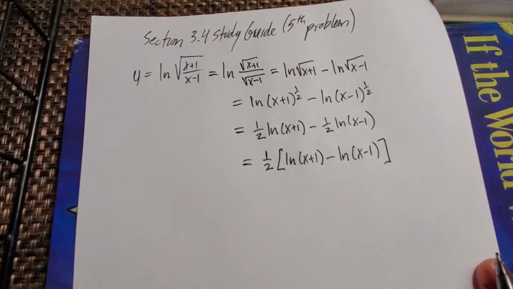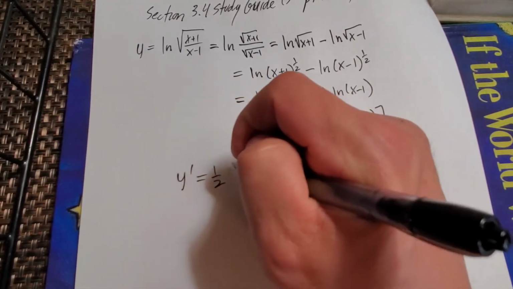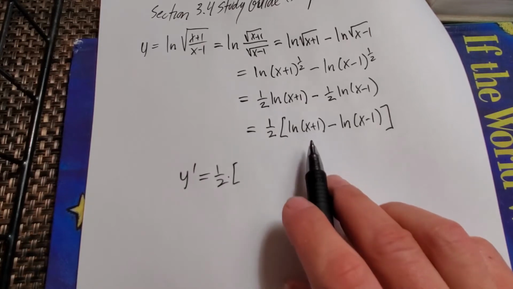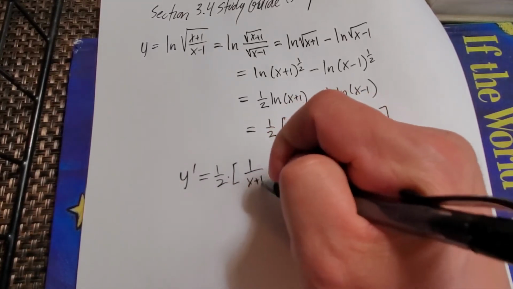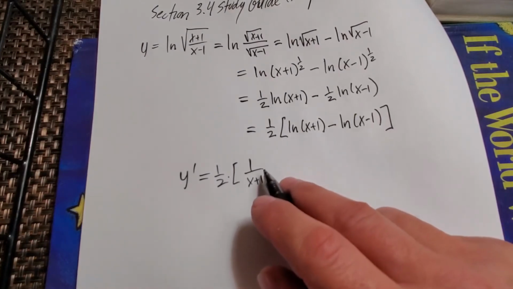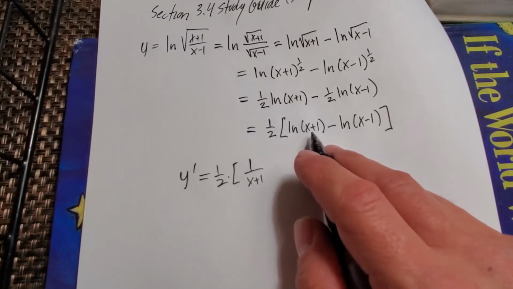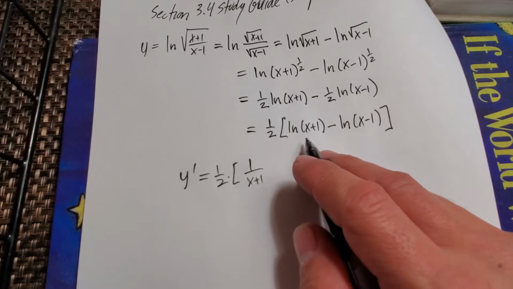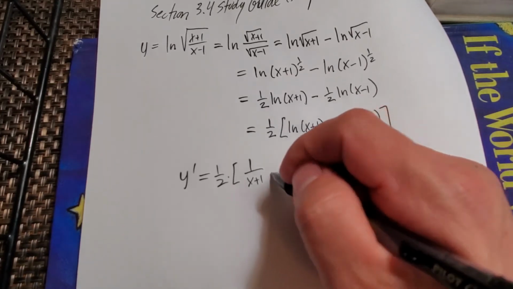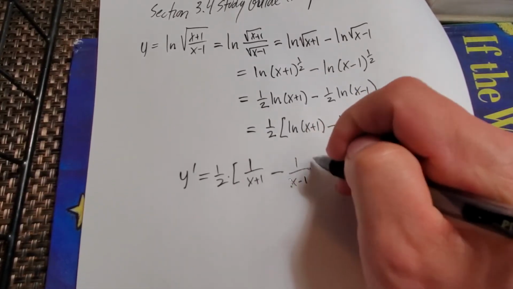Now we can differentiate. So y prime equals 1/2 times the derivative of log of x plus 1, which is just 1 over x plus 1. Usually we do 1 over u times u prime, but you see that the derivative of the inside, x plus 1, would just be 1. So we don't need to really do anything else. Minus the derivative of log of x minus 1, which is similarly 1 over x minus 1.